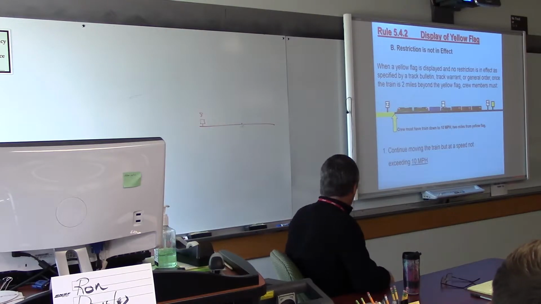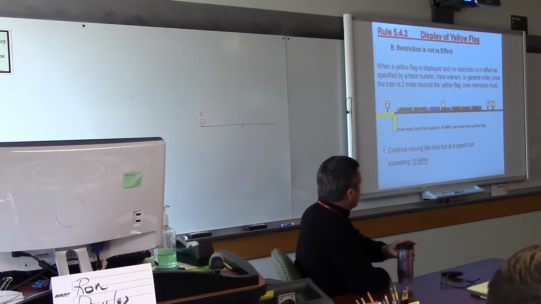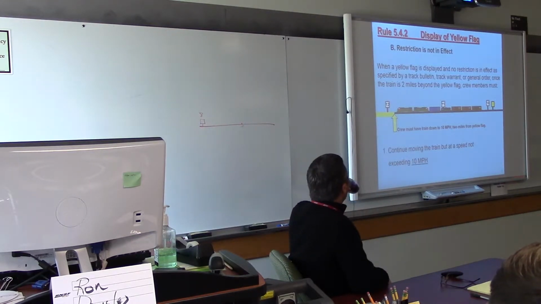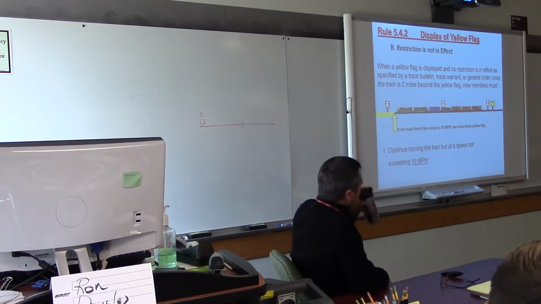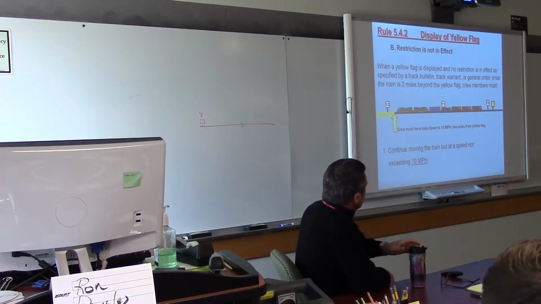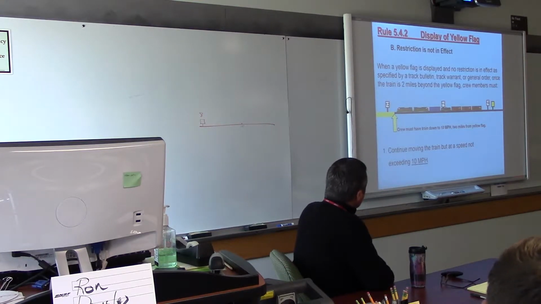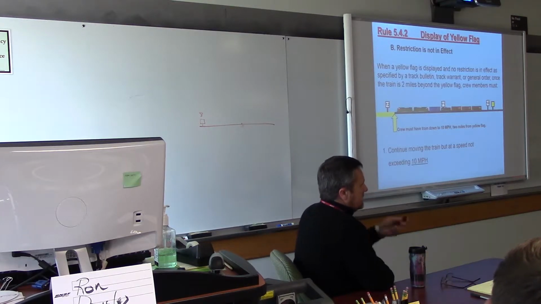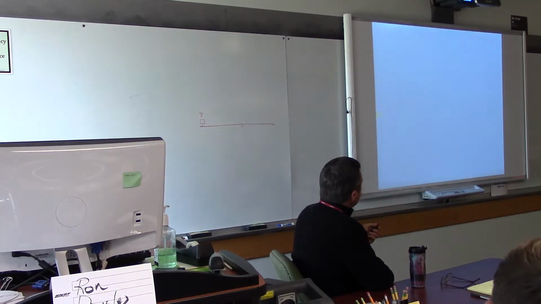When the restriction is not in effect, when a yellow flag is displayed, no restriction is in effect as specified by the track bulletin, track warrant, and general order. Once the train is 2 miles beyond the yellow flag, crew members must: 1. Continue moving the train, but at speed not exceeding 10 miles an hour. We're going to kind of dissect this in a minute.